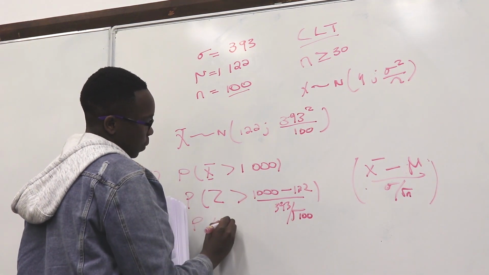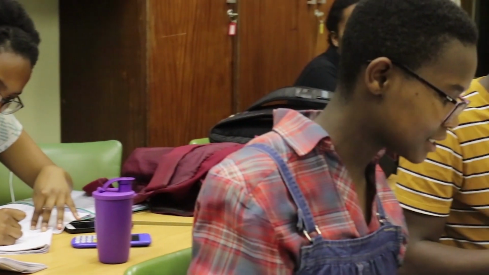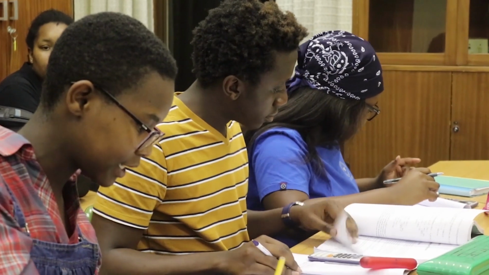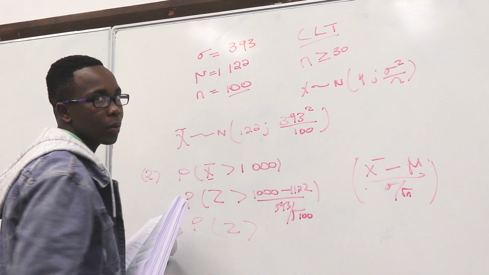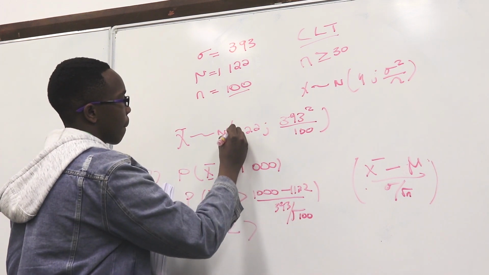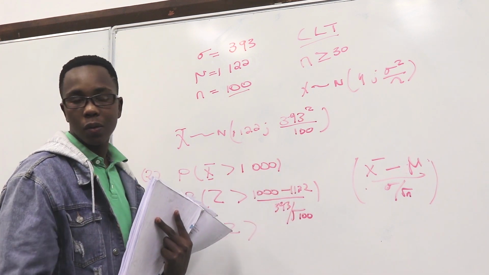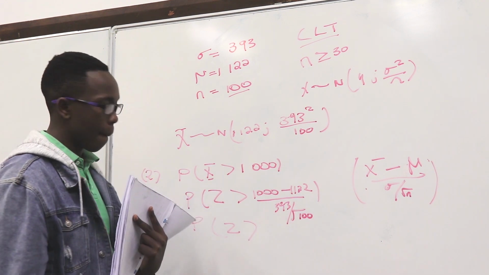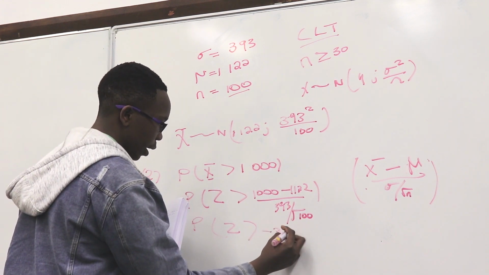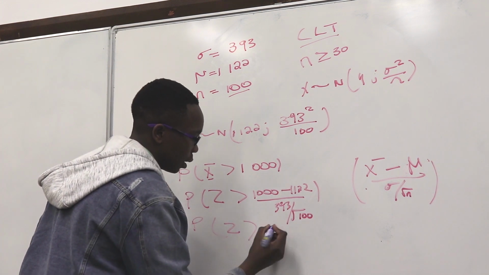Okay, can you please punch the calculator for this part? It's 1,000 minus 1,125, over 393 over root 100. Yes, mm-hmm. I got negative 3.1043.